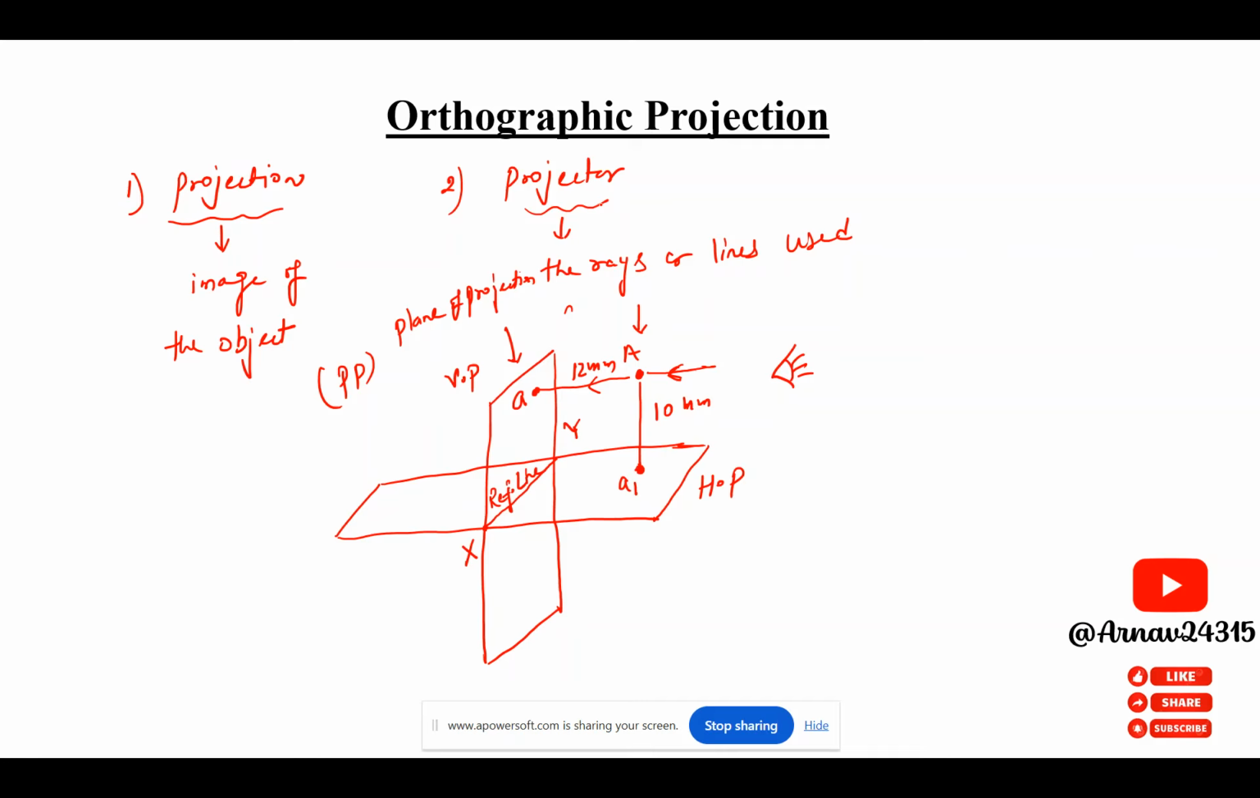Okay. Now we'll come back to the orthographic. The orthographic projection क्या मतलब क्या होता है? Ortho means 90 degree, that we already know. So orthographic projection. So why the name is orthographic projection? Because here the planes, plane means which plane? The horizontal plane and the vertical planes are inclined at an angle of 90 degree to each other. That's why the name is orthographic projection.